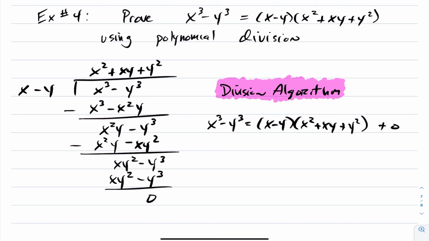Okay, that concludes today's lesson. Just a quick introduction to long division of polynomials. And in this example here, you're seeing it extends to multivariable functions.